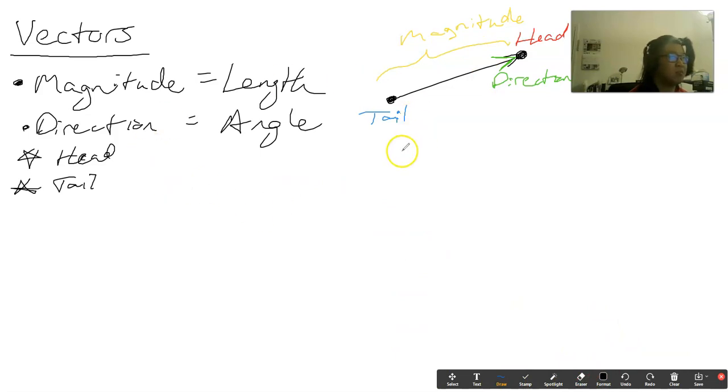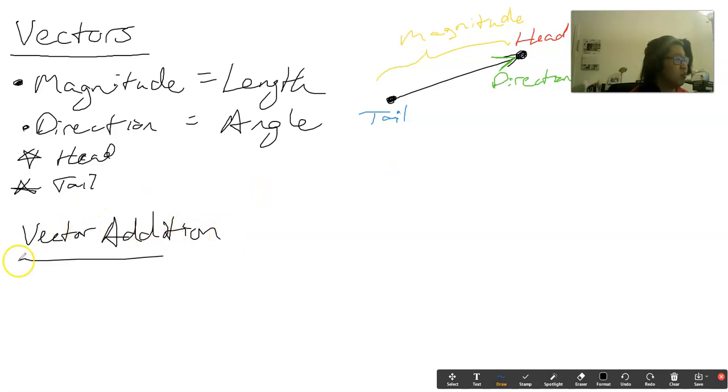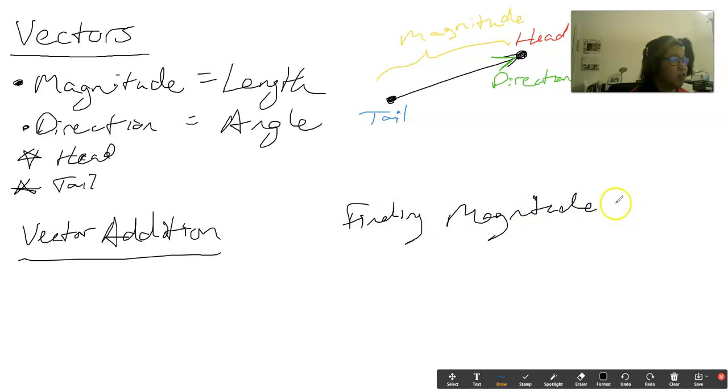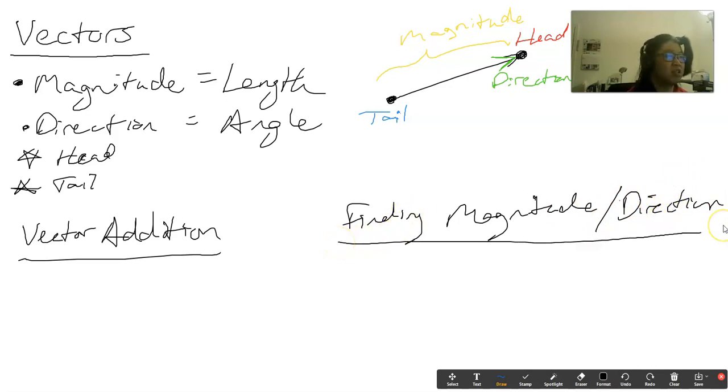So that's the basics of vectors. And now we're going to talk about things like vector addition, which is going to be a major part of it. Finding magnitude and direction is another part of it. And that's going to be it for most of today's stuff. So let me go ahead and take you through it.